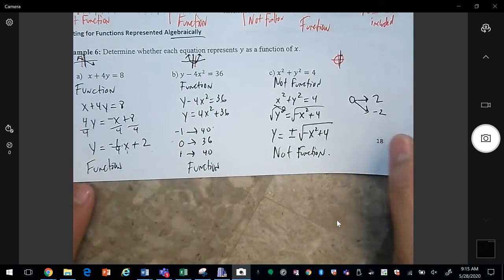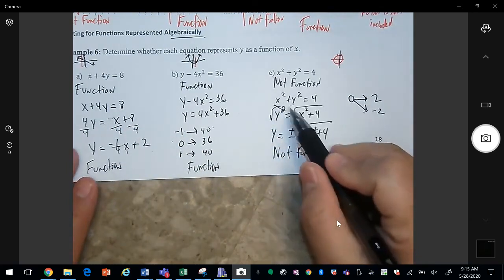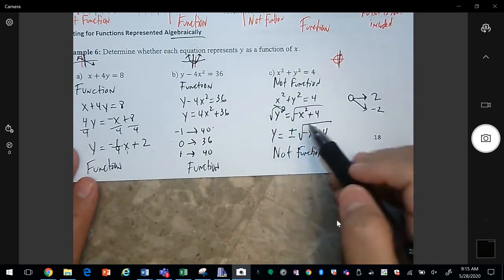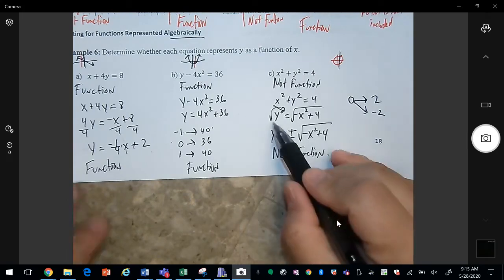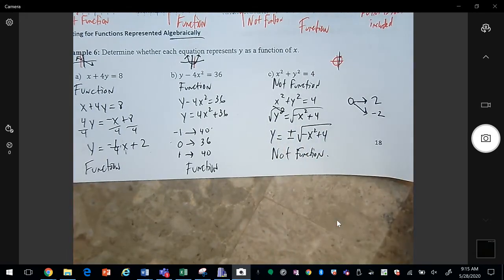So basically, if you have to take the square root to simplify the function, then it's automatically not a function. So anytime that you have to take the square root, then it's not going to be a function.